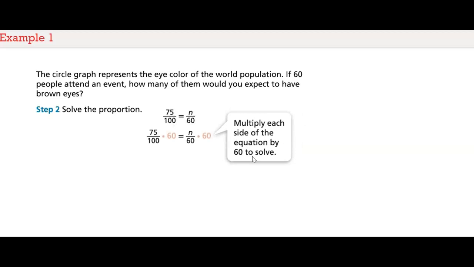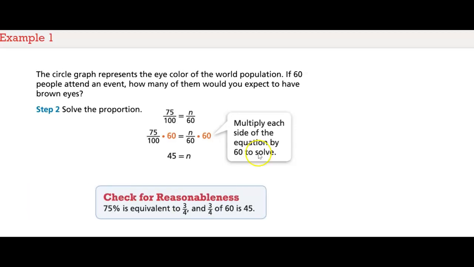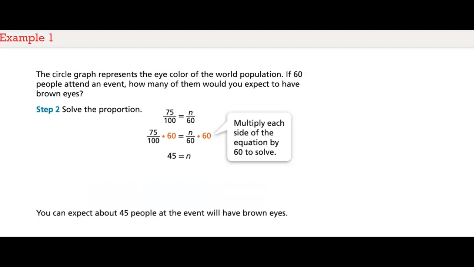Multiply each side of the equation by 60 to solve. N is equal to 45. 75% is equivalent to 3/4, and 3/4 of 60 is 45. You can expect about 45 people at the event will have brown eyes.